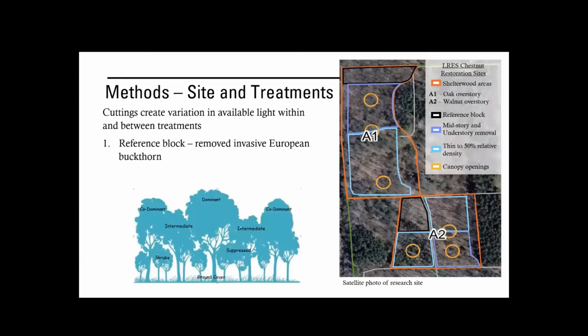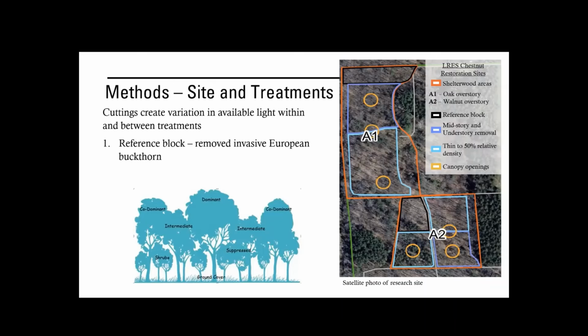Our study took place in Syracuse, New York, where we applied several cutting treatments to 2 forest blocks to create variation in light, both between and within treatments. Our first stand had an overstory of northern red oak, while our second stand had an overstory consisting of black walnut, sugar maple, and Norway spruce. So, 2 very different research blocks.